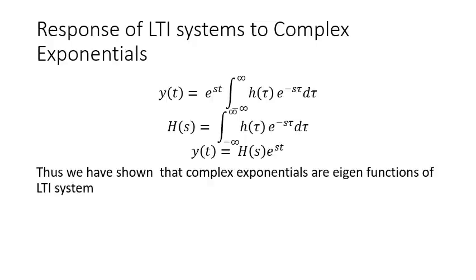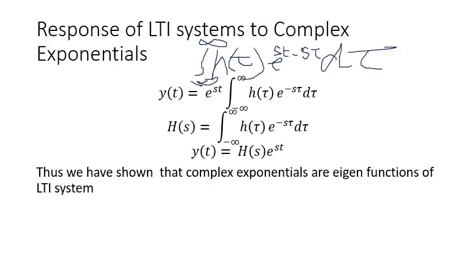So it can be split. Because h of tau e power st minus s tau d tau, we can split it into e power st times e power minus s tau. Because the integration is around tau, and neither s nor t is involved in e power st, we can take it out. So taking e power st common, we are left with the integral of h of tau e power minus s tau d tau.